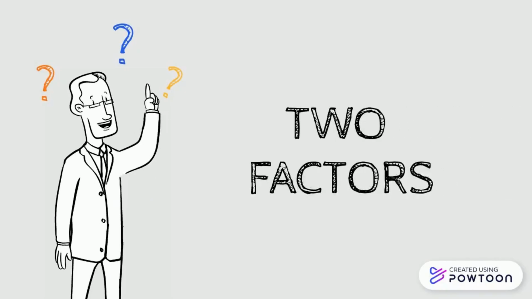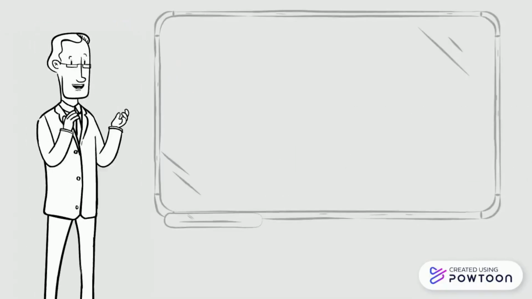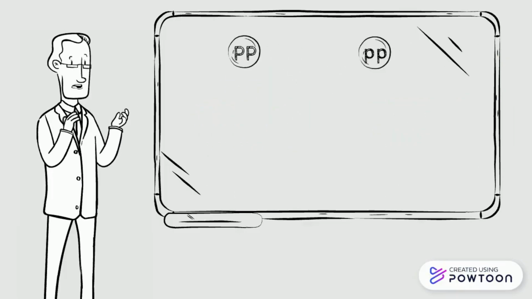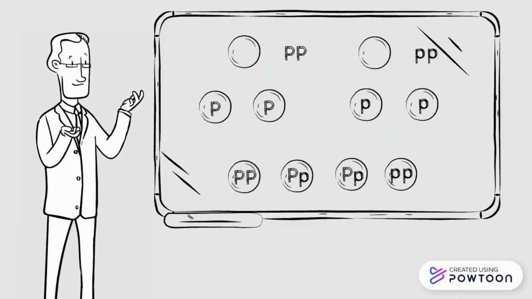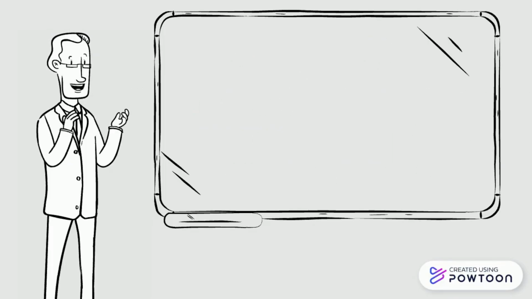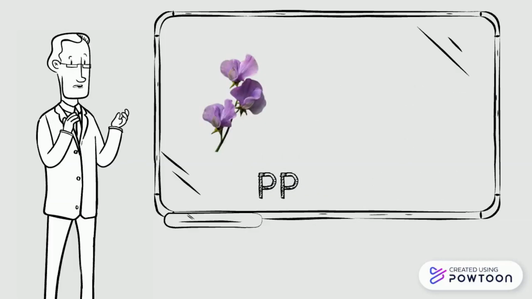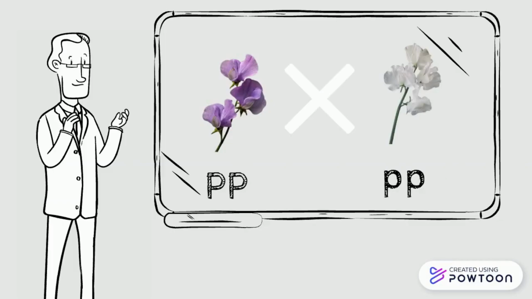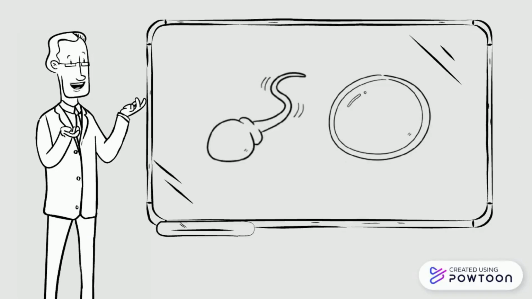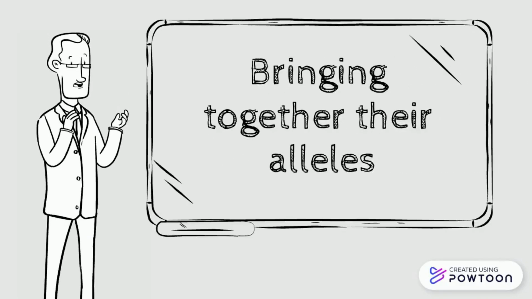Mendel reasoned that each plant must carry 2 factors called alleles, like for flower color, 1 from each parent. He proposed that these alleles separate or segregate during the formation of sperm and egg cells. So, a plant with both the purple allele, big letter P, and the white allele, small letter p, will produce some gametes. Then, during fertilization, a sperm and an egg randomly combine, bringing together their alleles.